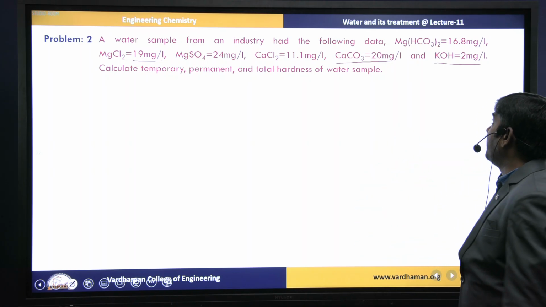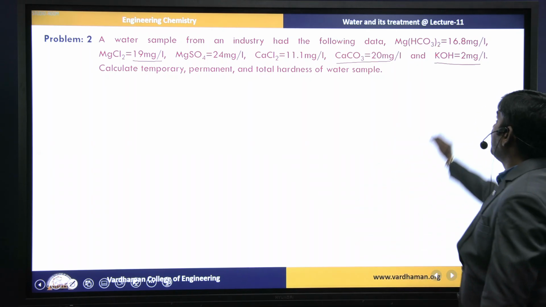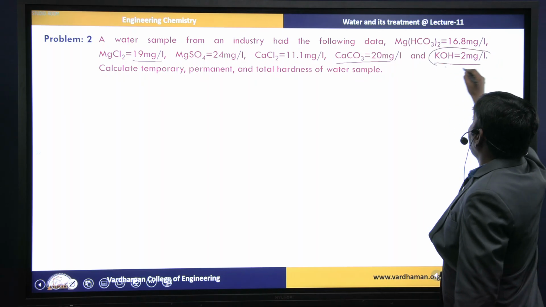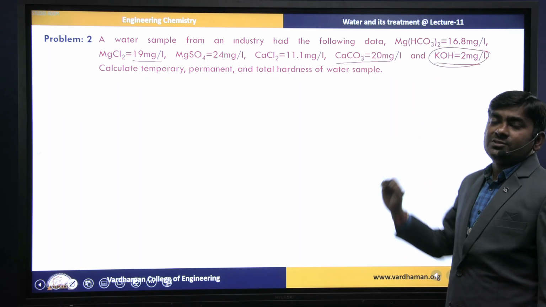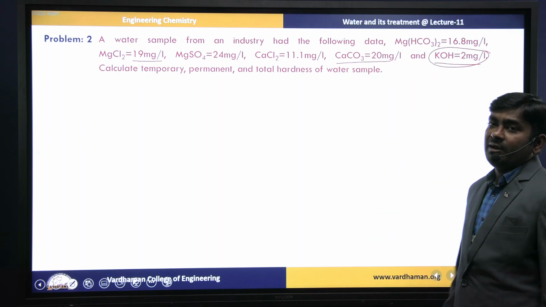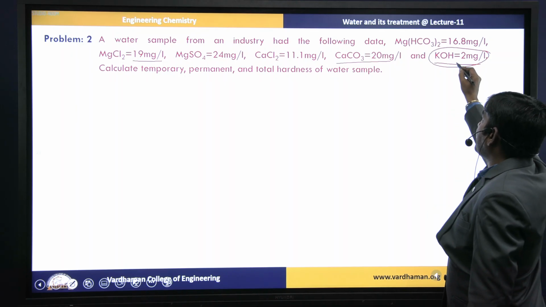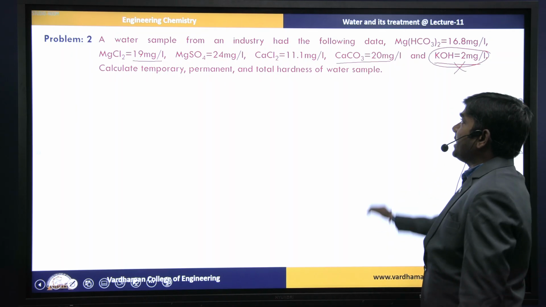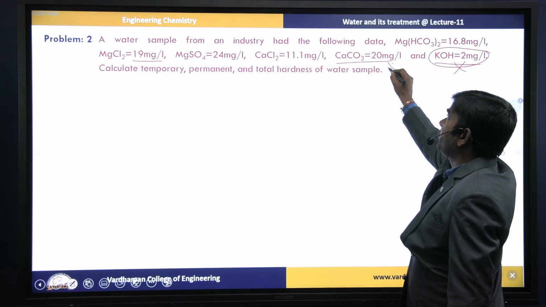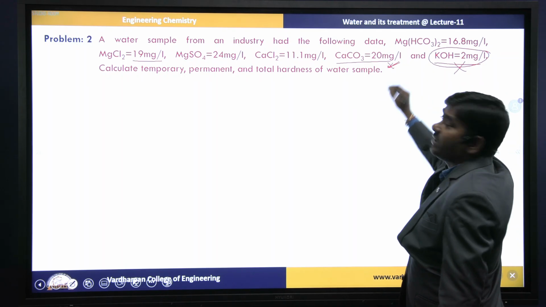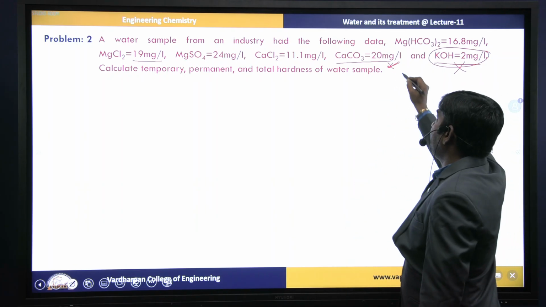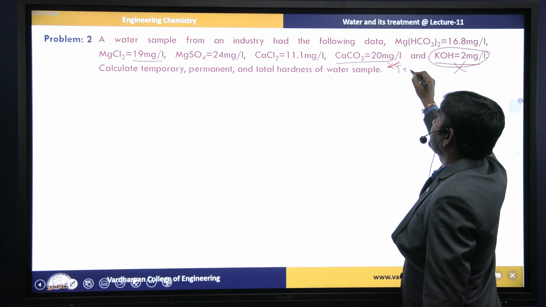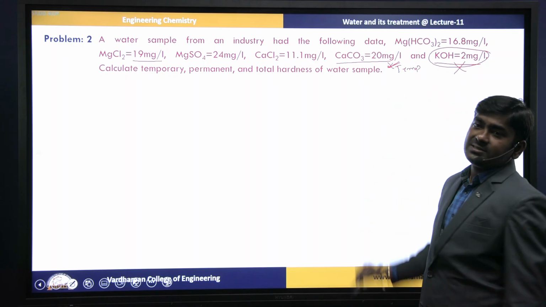As we discussed in previous slides, whenever you find potassium hydroxide, don't go for conversion into calcium carbonate equivalent weights, right? Because it will not cause any hardness. And calcium carbonate is given. Whenever calcium carbonate is given, we should consider that as a temporary hardness causing salt, right?